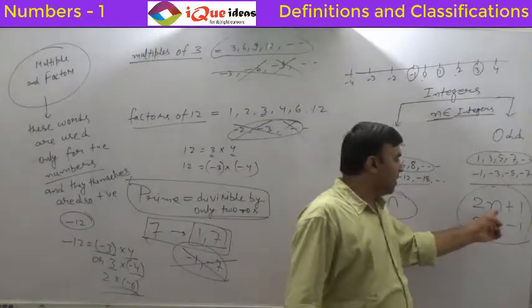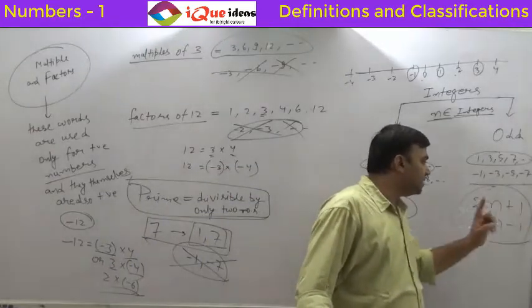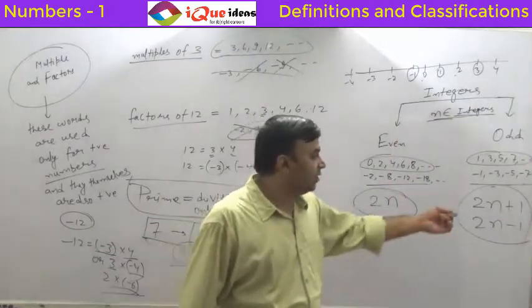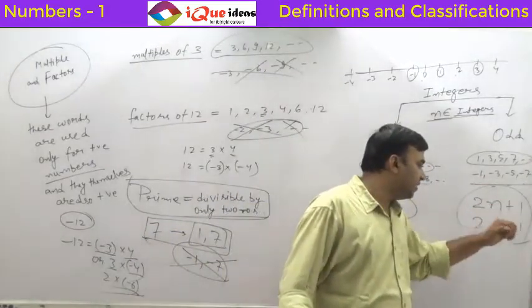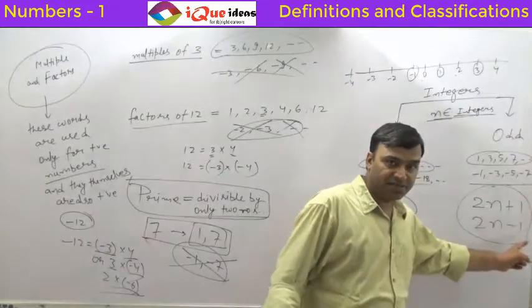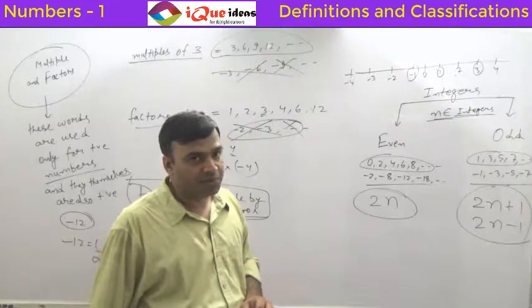If you put n equal to 1 here, 2 into 1 is 2, plus 1 is 3, an odd number. 2 into 1, minus 1 is 1, that's an odd number. If you put n equal to 5, 2 into 5 is 10, plus 1 is 11, an odd number. 2 into 8 is 16, plus 1 or minus 1, those are 17 and 15, these are all odd numbers.